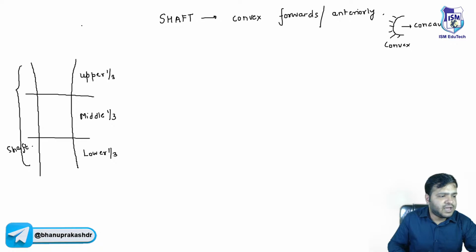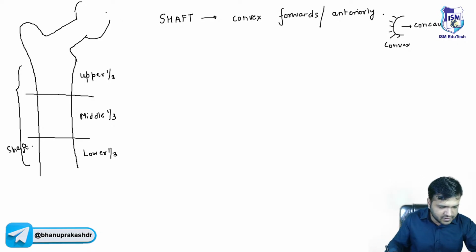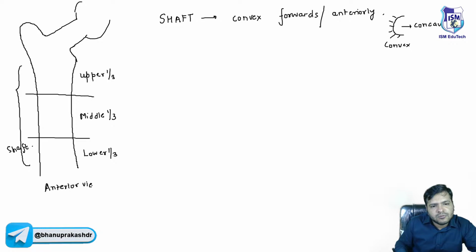So you already know we have the head part, the neck, and we already know we have this. I am not drawing it again and again, but you have to remember that this is the anterior view, which I am just trying to show you over here. This is the anterior view, beta.